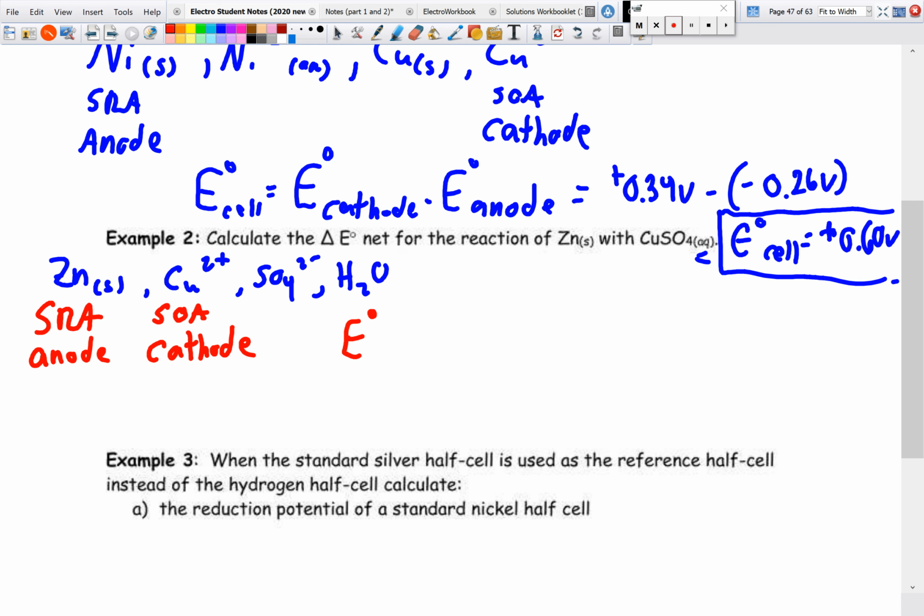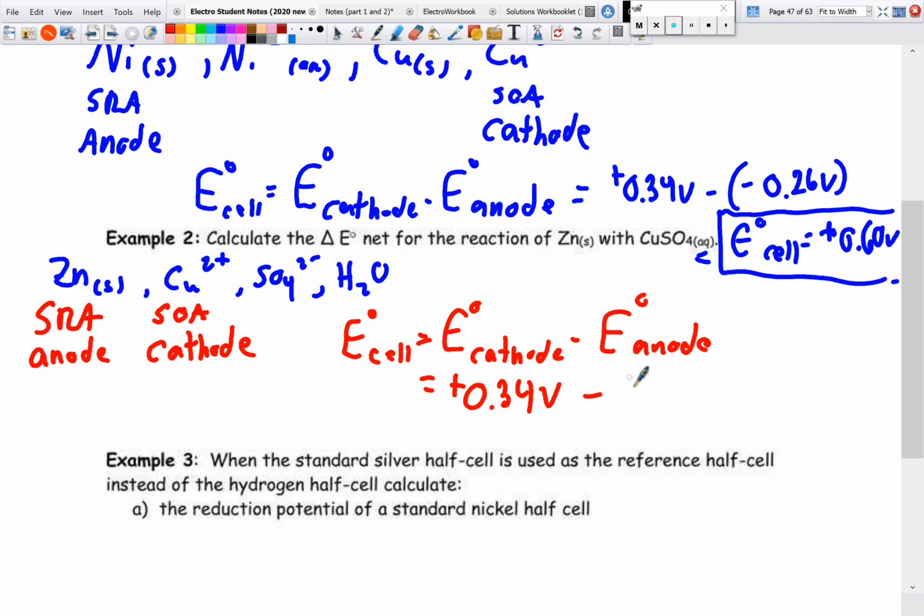So if we want to find the cell potential, we take the potential of our cathode, minus the potential of our anode. You reference your data booklet, you find our cathode is copper 2 plus. We just used it in our example up above, which was 0.34 volts, minus the cell potential of zinc this time. You can reference your data booklet, but you will find it's a negative 0.76 volts, and we get a cell potential of a positive 1.10 volts.